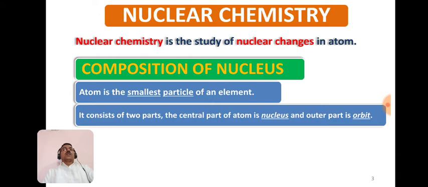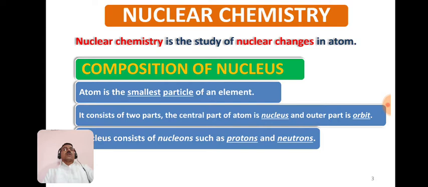So the atom is divided into two parts: the central part which contains protons and neutrons, which are the nucleons, and it is known as the nucleus, whereas the outer part is known as the orbit, where the electrons are revolving around the nucleus. Now this nucleus consists of nucleons like protons and neutrons.